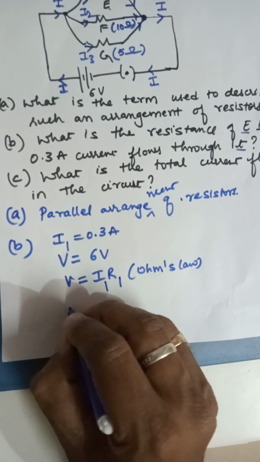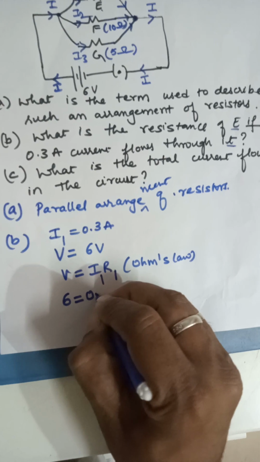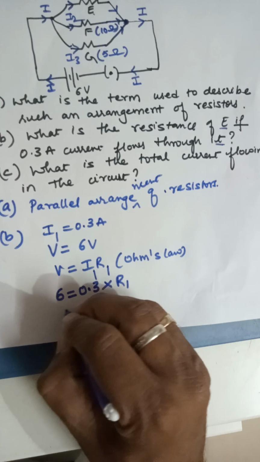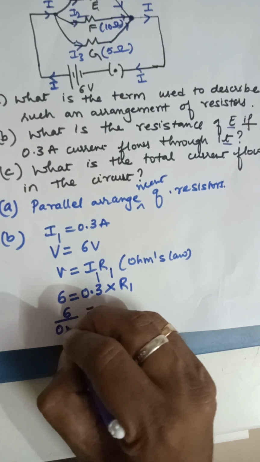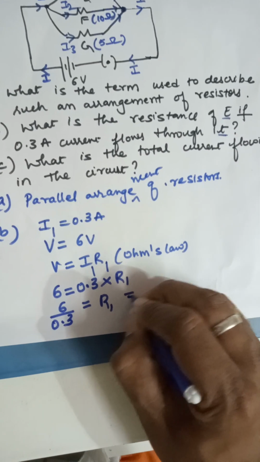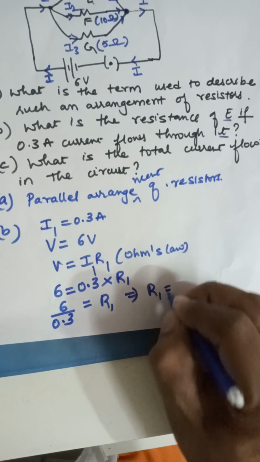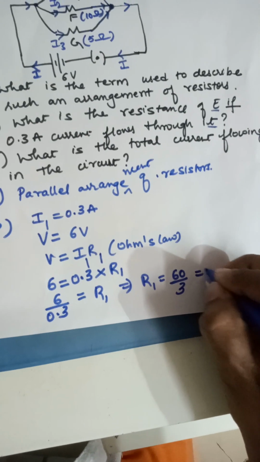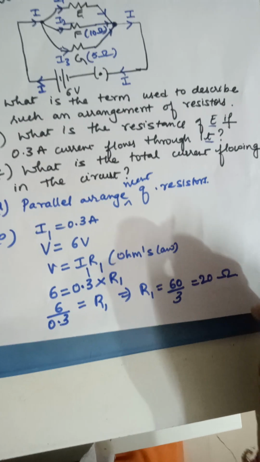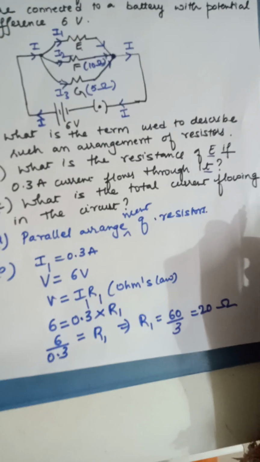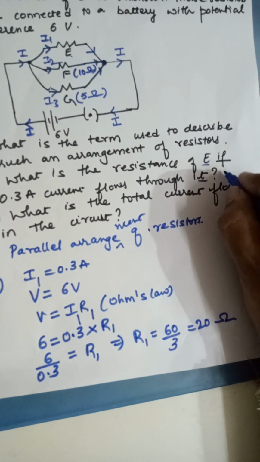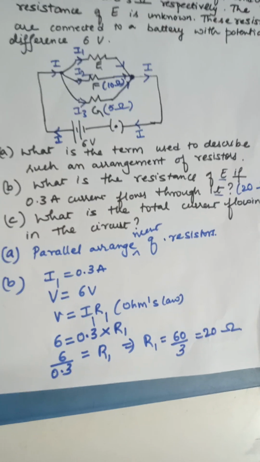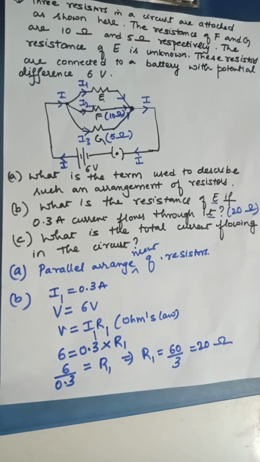Now V value is 6 volts, I1 value is 0.3 amperes into R1. So R1 will be equal to 6 divided by 0.3. If you multiply the numerator and the denominator by 10, it will become 60 by 3. So this will give us 20 ohms. So what is the resistance of E? Resistance of the resistor E is 20 ohms. Now what is the total current flowing through the circuit?